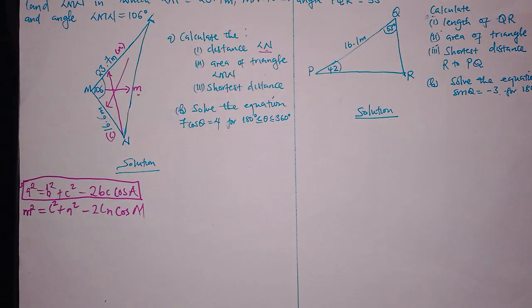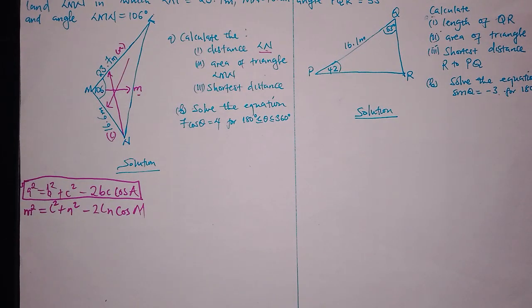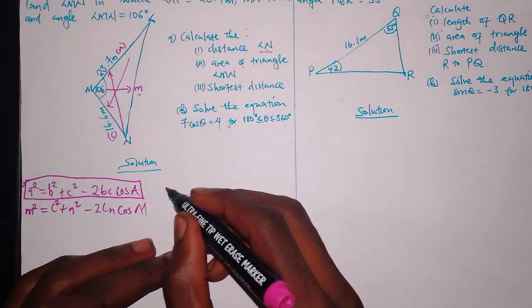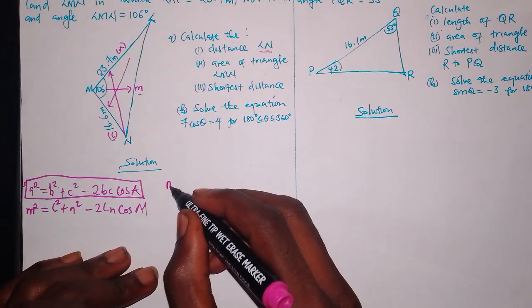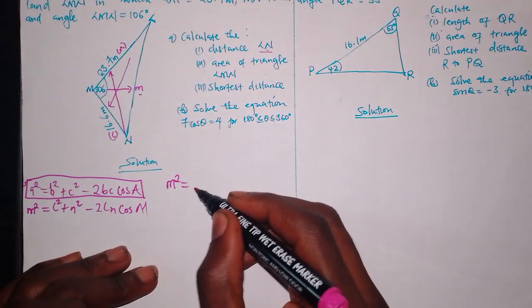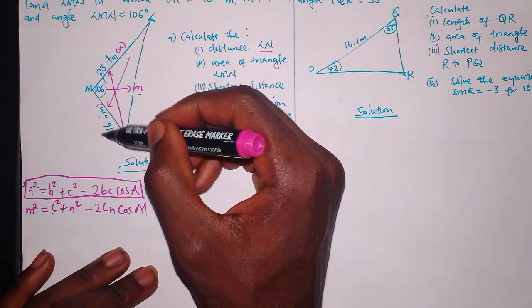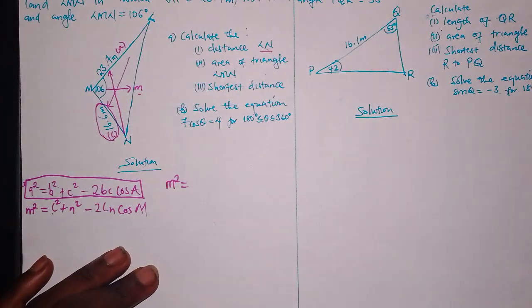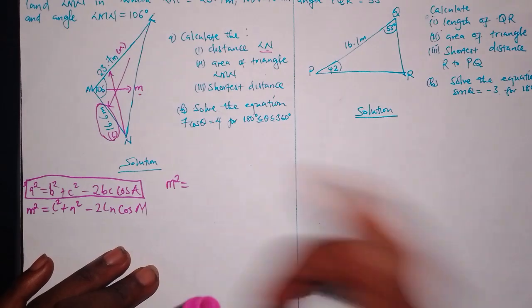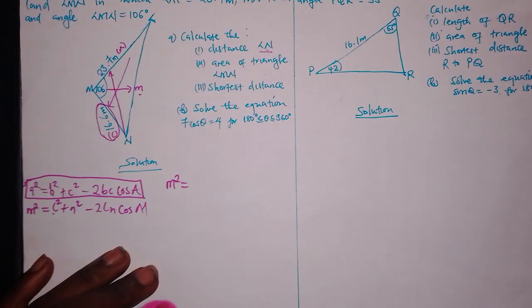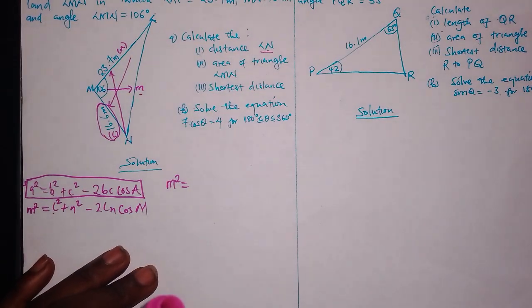So now let's solve. If we go back to our question, we are calculating what? M. So you write, what is our M? So our M is just M squared. Then you say equals, what is L? So L is this one. So remember, that's why I said the first thing you need to do is indicate the small letters. So these small letters will guide us now which value are we supposed to put where there is L, where there is M, where there is N.